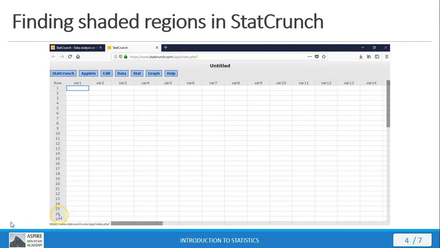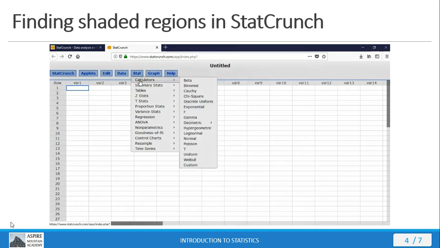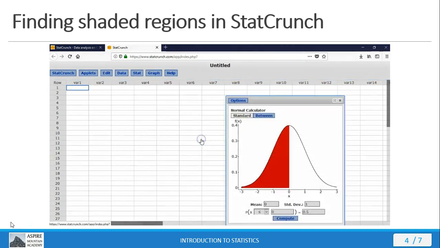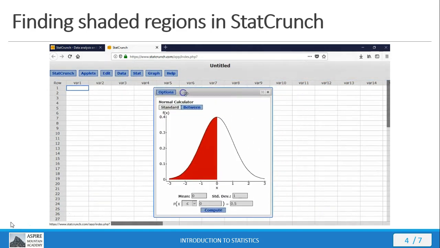Okay, we're back in StatCrunch. I'm going to show you right now how to calculate area under the curve given a Z-score. Because you're given a Z-score, you know that you're talking about the standard normal distribution, because Z-scores come from the standard normal distribution. So to start, I'm going to go to Stat, Calculators, Normal. It gives me my normal calculator.